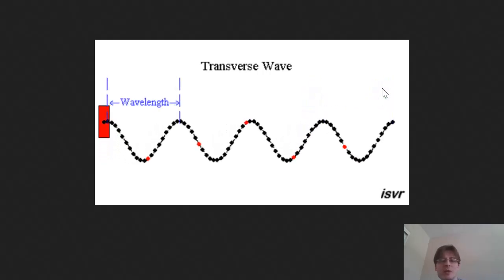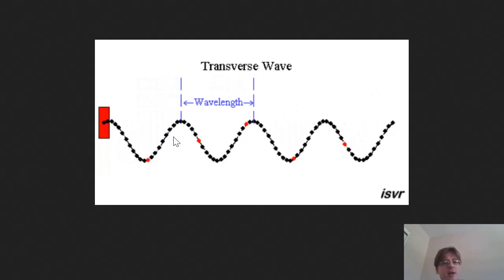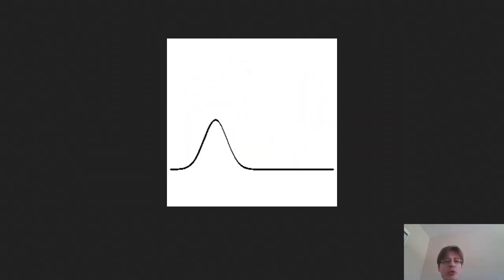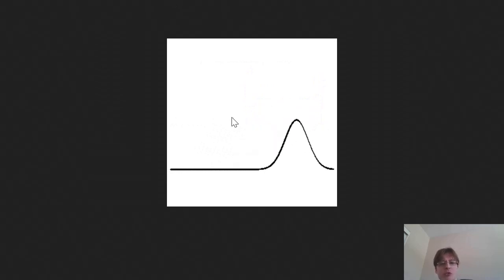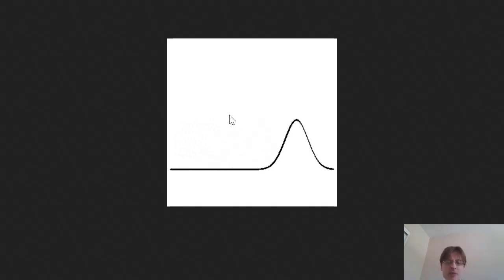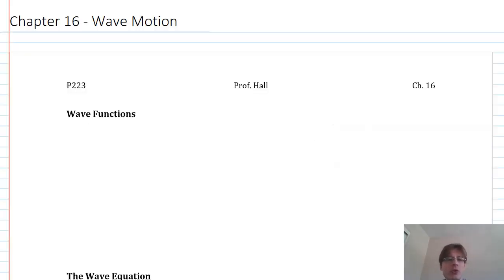In Chapter 16, we discuss waves. Like this traveling wave we see here, this one has a sinusoidal shape. We'll start simpler with just a traveling pulse, a wave pulse. And basically, we want to look at two things. We want to know how to mathematically describe it, and then we want to understand the forces, the mechanism behind why a wave exists. So let's start with a wave pulse.